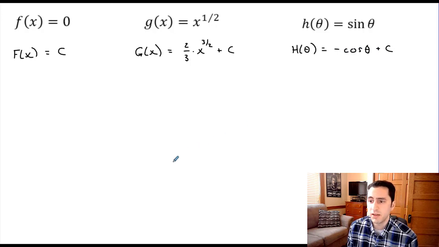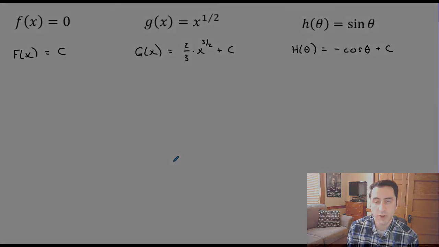So that's how we find the antiderivative. Remember, we're thinking backwards. So we already know that if I'm given a function, we know how to find the derivative. But now the question is just reversed. So now I'm given the derivative, and I need to figure out where that came from.